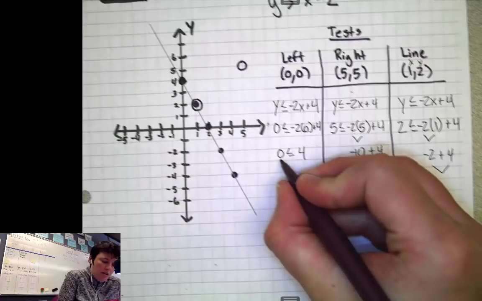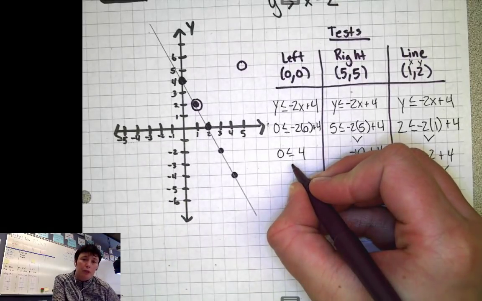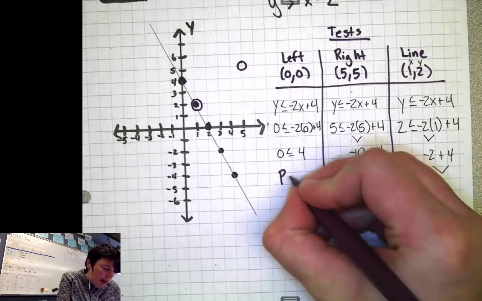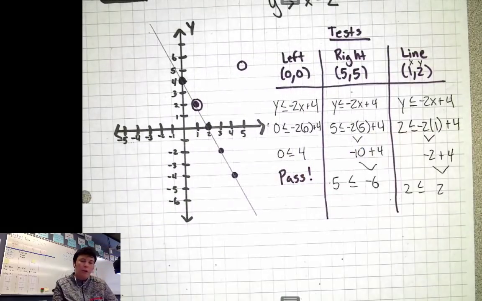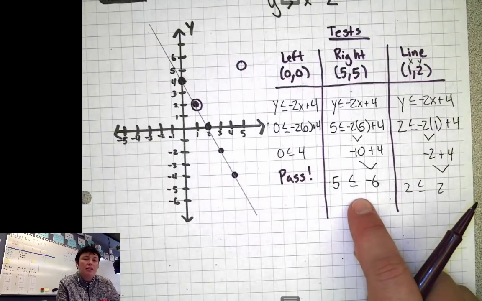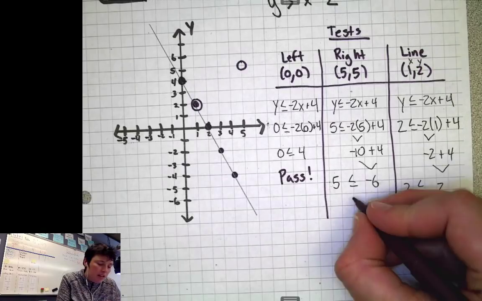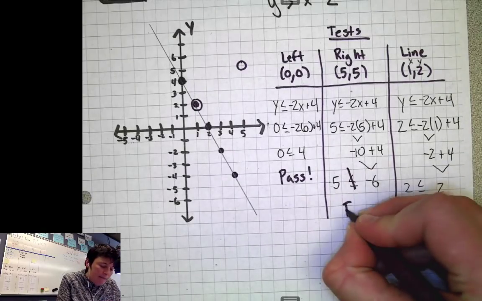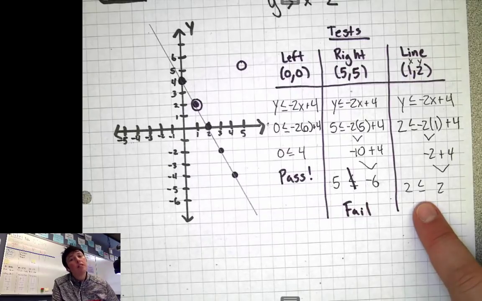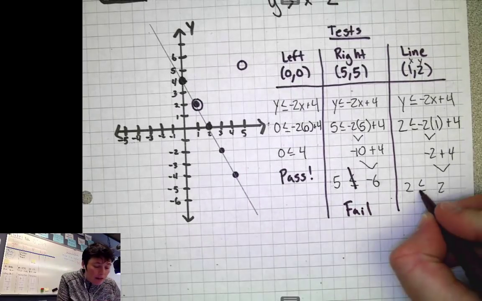So is 0 less than or equal to 4? Of course 0 is less than 4. Totally. This is definitely a pass. 0 has to be less than 4. Is 5 less than or equal to negative 6? How can 5 be less than a negative 6? That doesn't make any sense. So I'll cross that one out. That's a fail. And is 2 less than or equal to 2? Well, it's not less than 2, but it is equal, and we do have an equal sign.